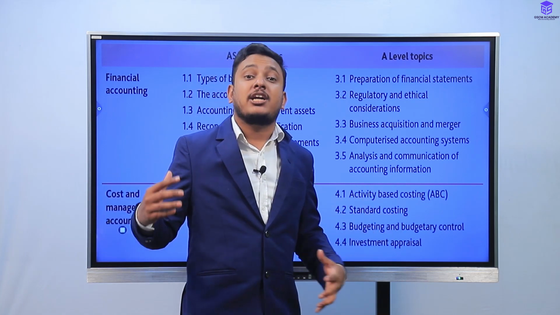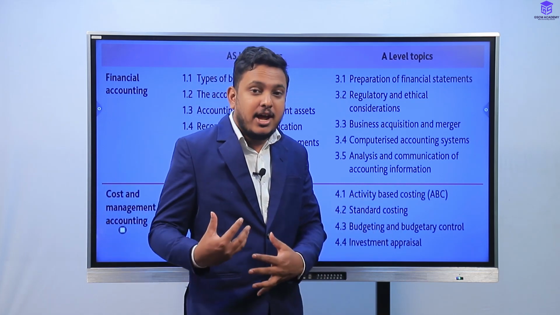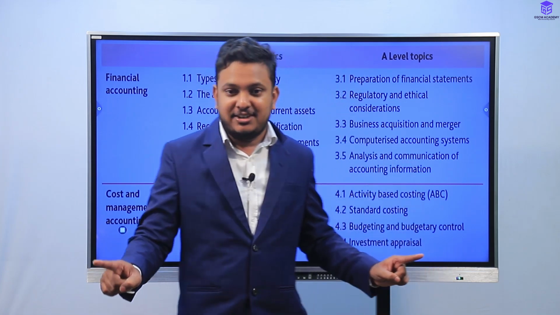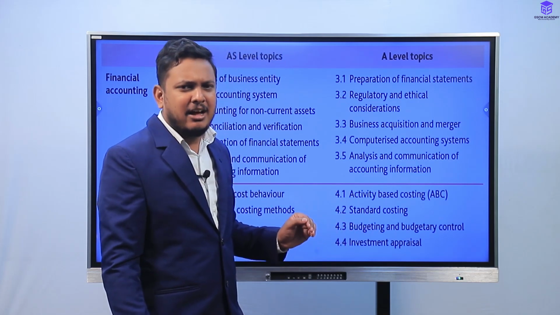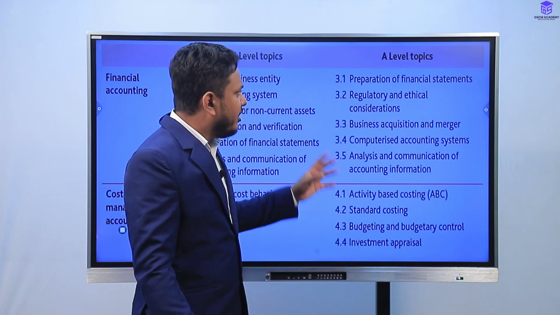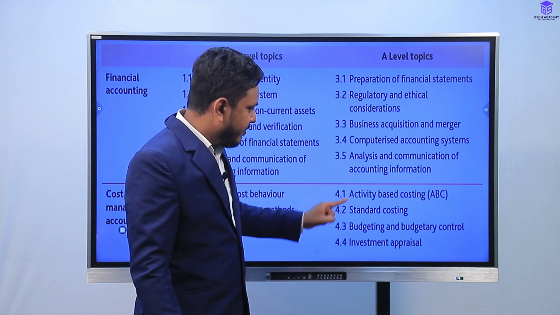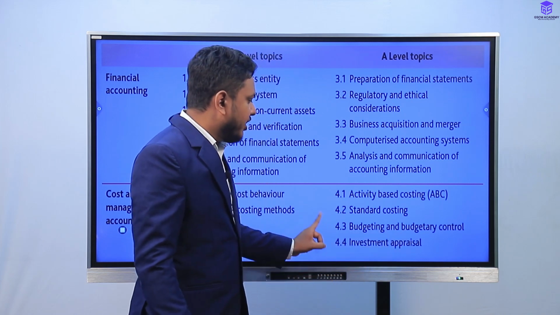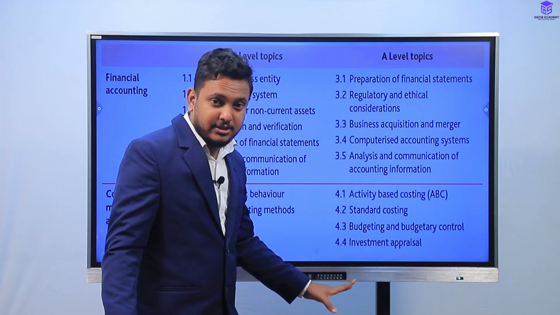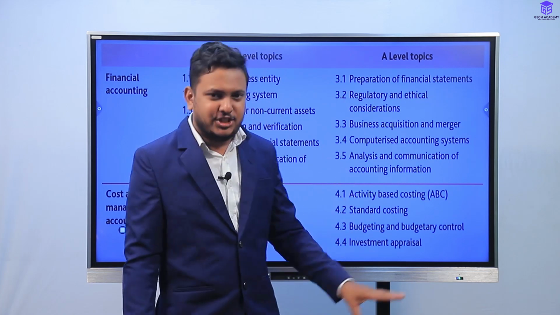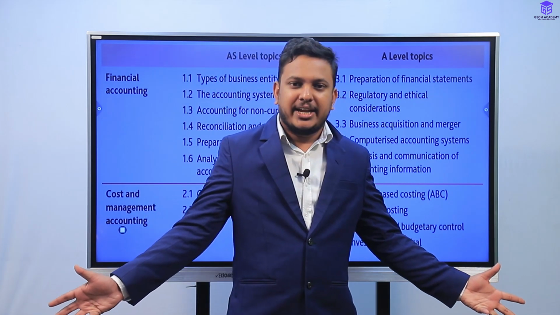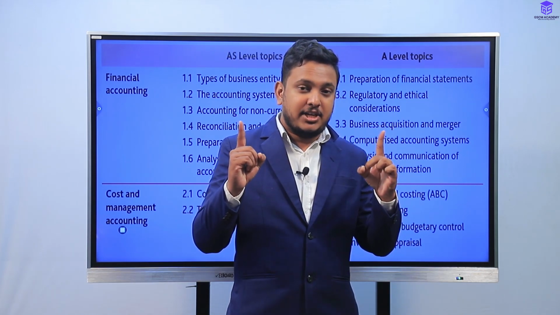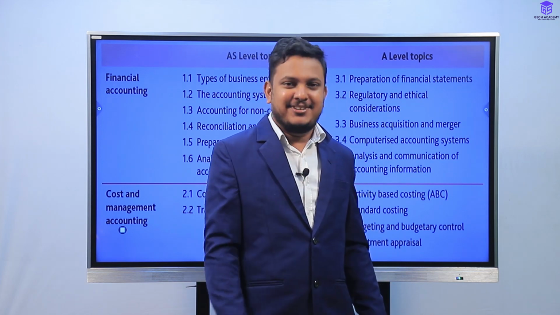That's all about the financial accounting branch. Then the next branch, what is that? Cost and management accounting. What are the topics that come under cost and management accounting in A levels? Activity-based costing, standard costing, budgeting and budgetary control, and investment appraisal. Once you are done with all these topics, you will be able to get the international A-level qualification in accounting, right?